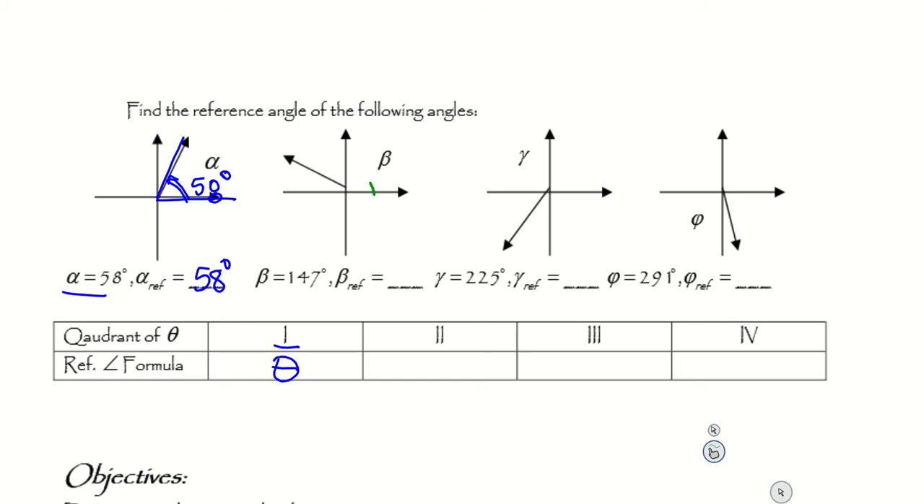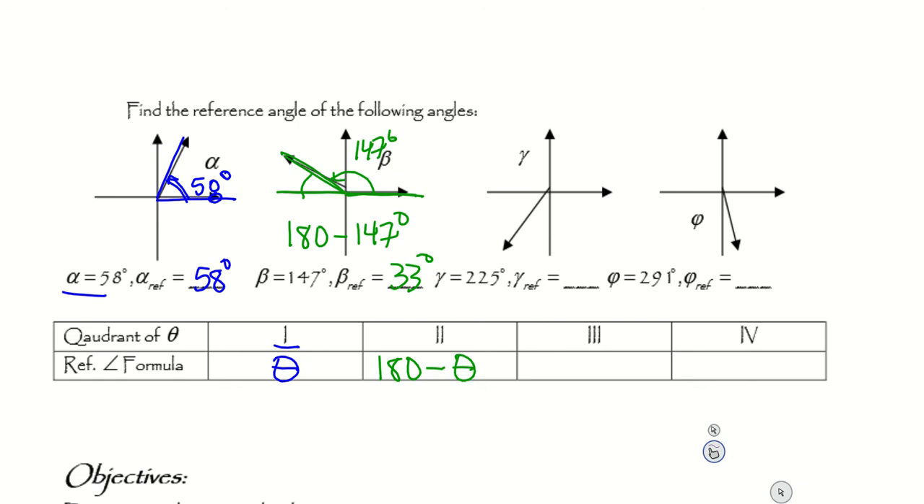This is angle beta, which is 147 degrees. That should go to the origin. And the reference angle is going to be the acute angle between the terminal side and my x-axis. Well, that's going to be this angle right here. In order to find that, I'm going to take 180 and subtract 147. When I do that, I get 33 degrees. So in general, what did I do? With a second quadrant angle, we take 180 and subtract the measure of our angle.